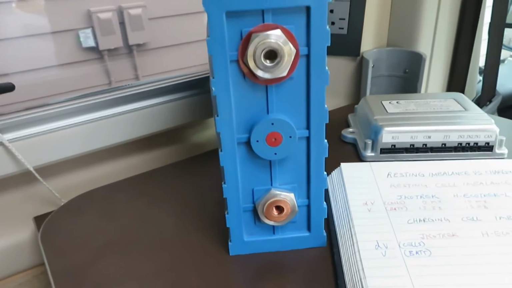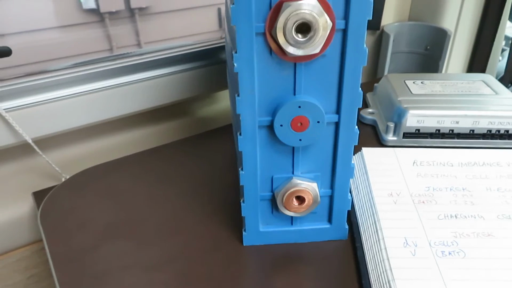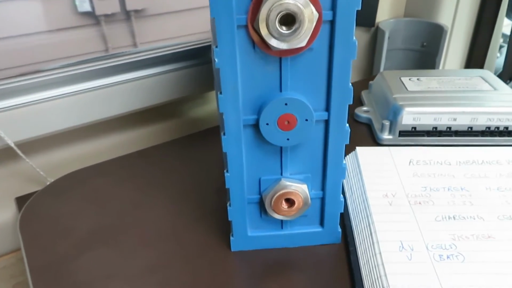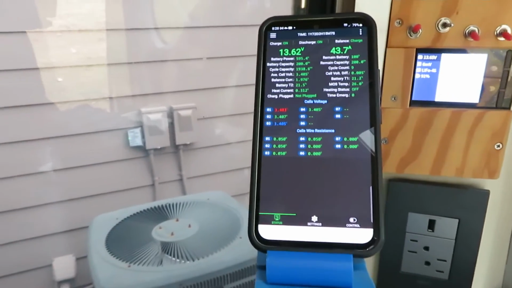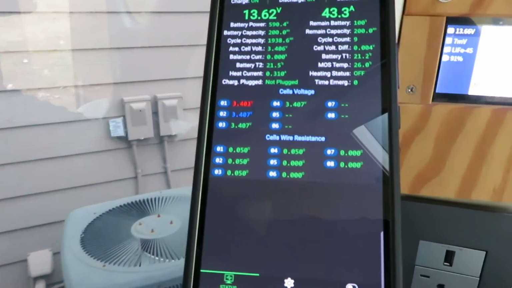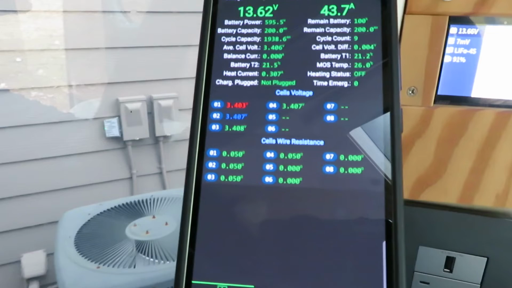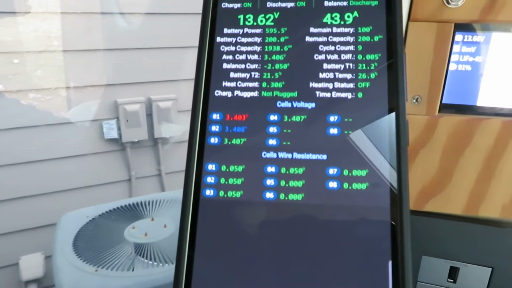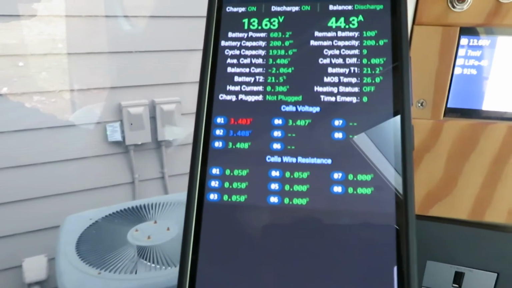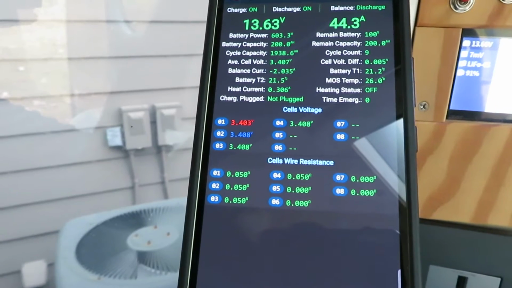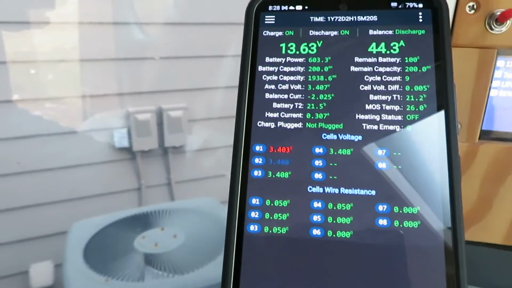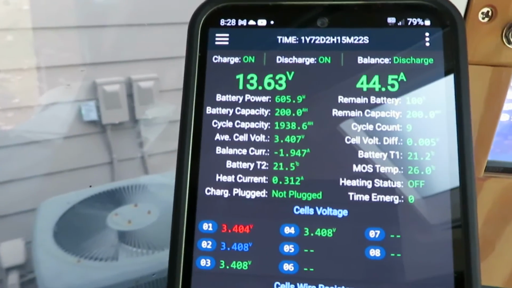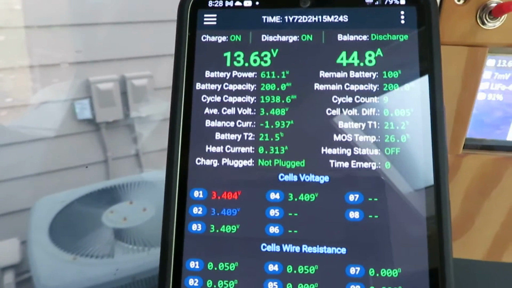So it's very important to get a good controller or good balancer, like the JK-BMS. The balancing is amazing. It's active balancing, and it's right now 5 millivolt imbalance, even though the battery is 13.63 volt.